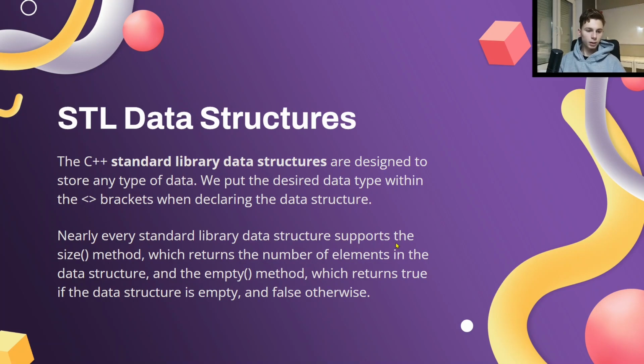STL data structures. The C++ standard library data structures are designed to store any type of data. We put the desired type of data within the brackets when declaring the data structure. So, for example, like in the previous slide, I showed you what a stack is. In C++, we declare it like stack, with a lowercase letter in the beginning, and we put an opening bracket, a type right here, so our plates will go here, and a closing bracket.